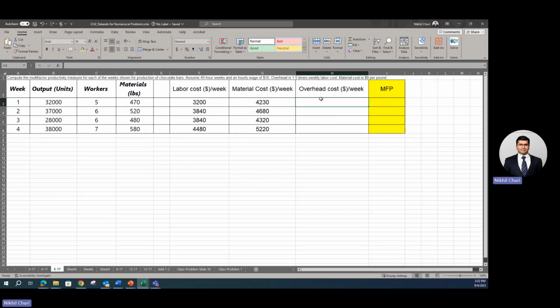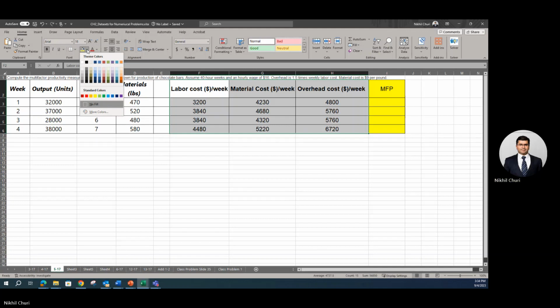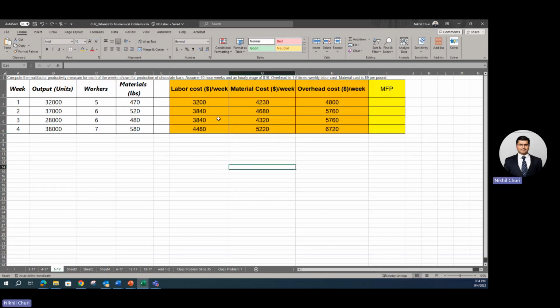Third one is my overhead cost per week in terms of dollars. Here it's given as 1.5 times weekly labor cost. So 1.5 multiplied with this gives me my overhead cost. I'll again use equals 1.5 multiplied by the weekly labor cost. So this is my weekly labor cost for week 1. Enter, and I'll just drag the formula all the way down. So here I got all the overhead cost. Just looking at this, I'll make this bold, standardize. These are the calculated entities, so I'll highlight them with a different color, say orange. So these are my calculated variables, or calculated inputs.